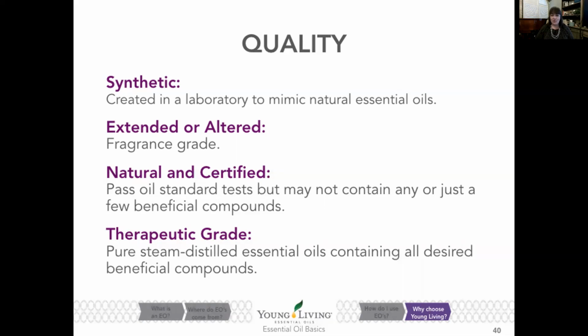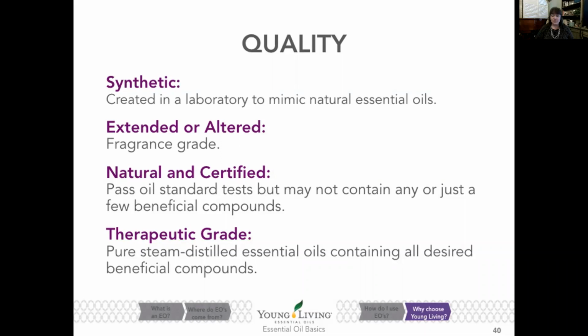The next category for oils could be considered extended or altered. These are fragrance grade oils, also known as fragrance oils. Many fragrance oils contain dilutants. These are cutting agents that ultimately reduce the strength of a fragrance oil. A common dilutant is DPG, dipropylene glycol. 98% of essential oil volume produced is used in the perfume and cosmetic industry. It does not contain the beneficial qualities and is used only for its fragrance.